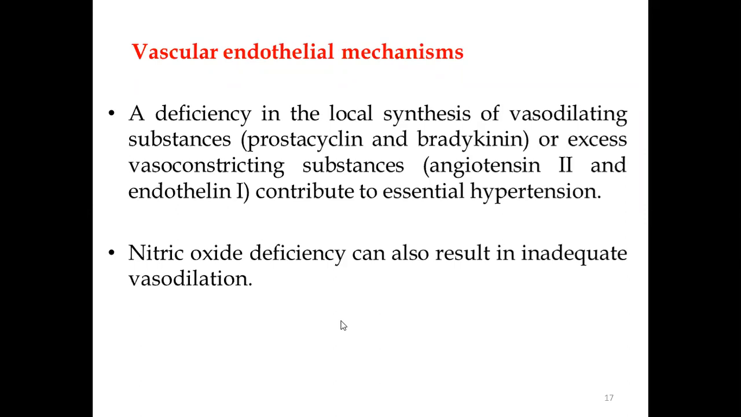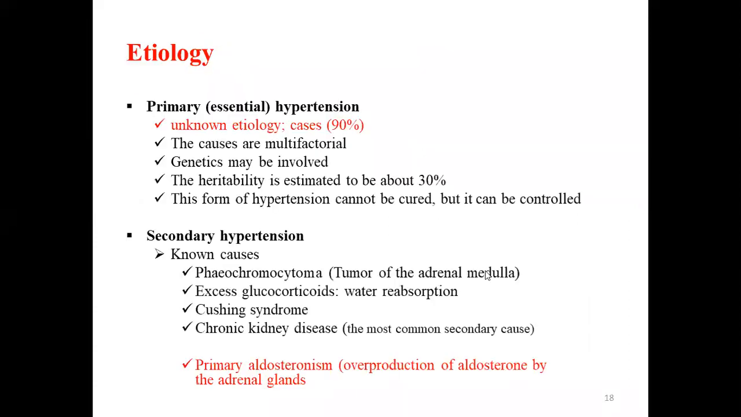Then nitric oxide deficiency. Nitric oxide is the most common endogenous vasodilator. It is very important for vasodilation. So remember, when there is inadequate vasodilation, what will happen? There is a high possibility of an increase in the blood pressure. Now, this is all about regulation of blood pressure.